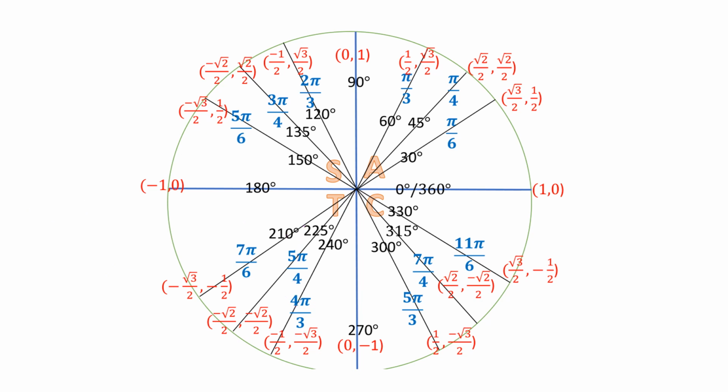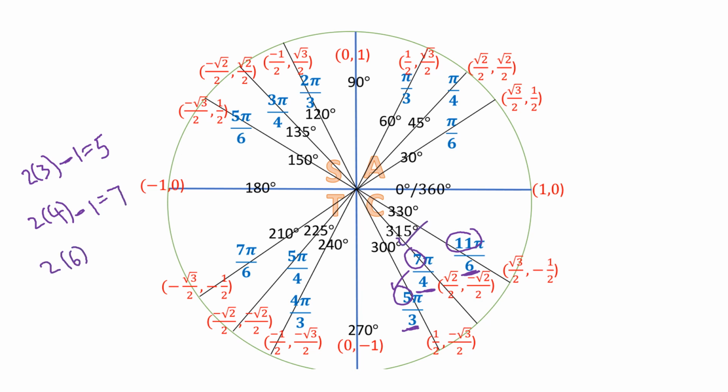What about quadrant 4? What are we doing to 3 to get 5, 4 to get 7, 6 to get 11? Well, this time it's not just one thing. This time we're multiplying by 2 and subtracting 1. If we did 2 times 3, that's 6, minus 1 gives us 5. If we did 2 times 4 minus 1, 2 times 4 is 8, minus 1 gives us 7. 2 times 6 is 12, and we subtract 1, that gives us 11. So the rule, or the pattern, in the fourth quadrant is whatever our denominator is, we're going to multiply it by 2 and then subtract 1.